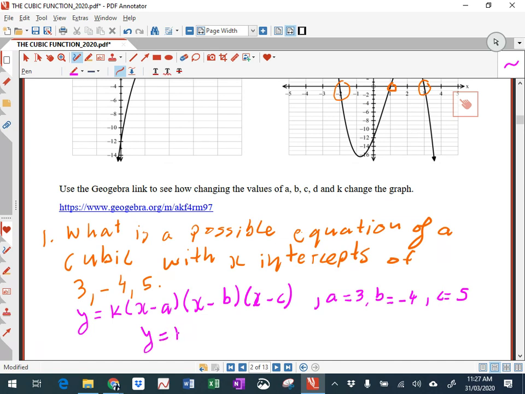Okay, so if you put those into the equation, what do you get? Well, we don't know what K is, so we'll just leave it as K. Now, A is 3, so it's just X minus 3. B is -4. Now, if I put B there as -4, it combines with that minus sign to get a positive, so I get +4 there. Okay, and then last of all, X minus 5. Okay, so that's how you do that question.